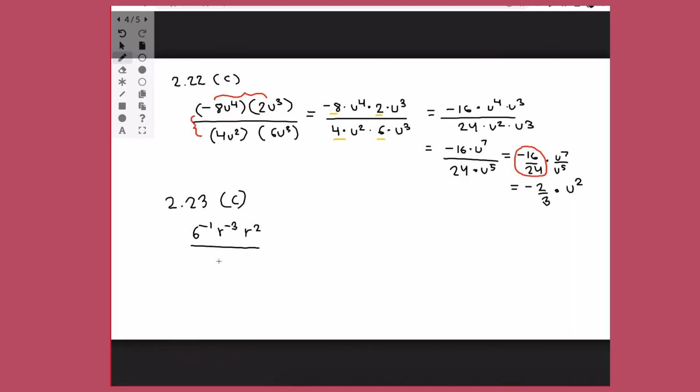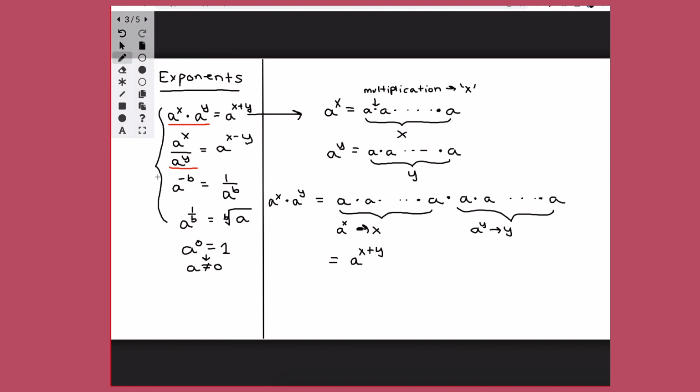Okay. So this is our problem, and we're told to simplify this fraction. So the first thing we should notice is the 6 to the power negative 1. Can anyone tell me what 6 to the power negative 1 would be in simple form? Which means without the negative exponent.